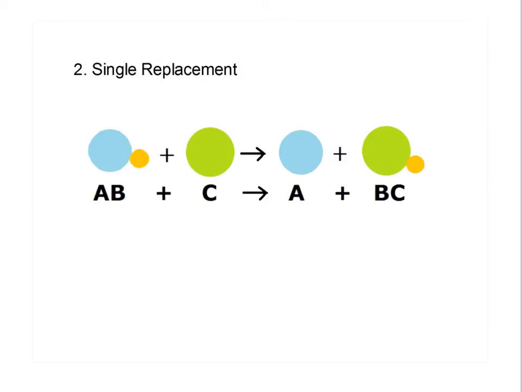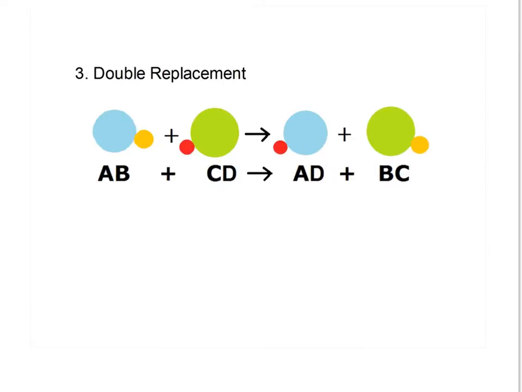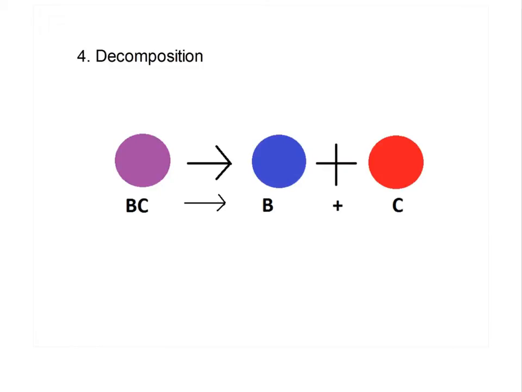Then we have single replacement, where you start with an element, a single element, and a compound. And what happens is your cation is going to go to the other compound. So it switches places. Double replacement, 2 of your cations swap. They switch places. So here you're starting out with 2 compounds. Then we have decomposition, so you have a single compound or molecule, and it's going to break apart, and it can break apart into smaller compounds or into elements.